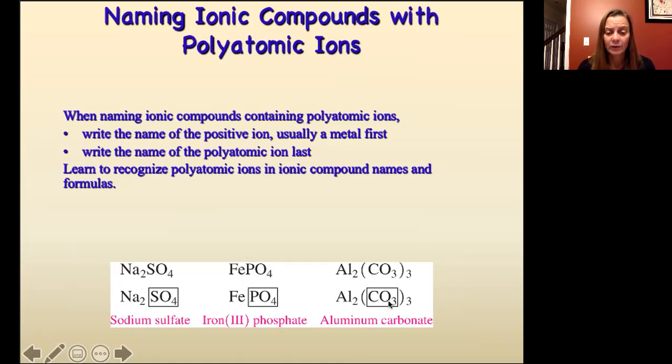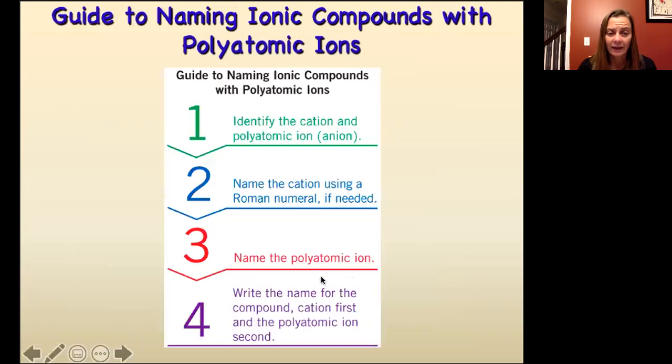And one last time, we're looking at this polyatomic ion. We see that it's carbonate. We are going to then name the metal first, aluminum, and the polyatomic ion second, carbonate. So identify the cation and the polyatomic ion, name the cation, use a Roman numeral if you need to, name the polyatomic ion, and then write the name for the compound, cation, polyatomic ion.